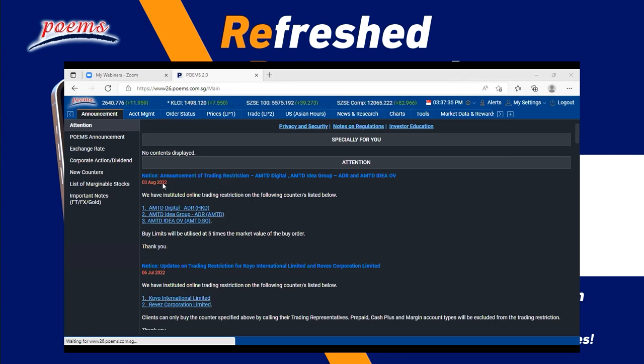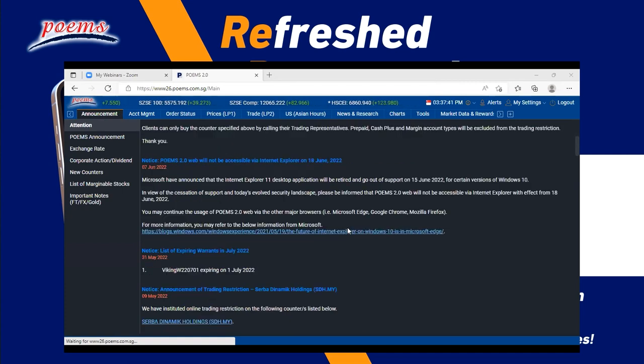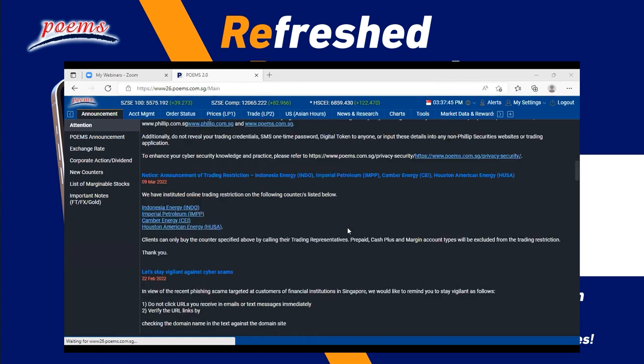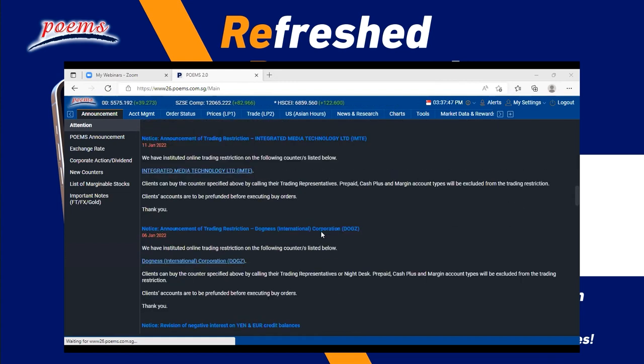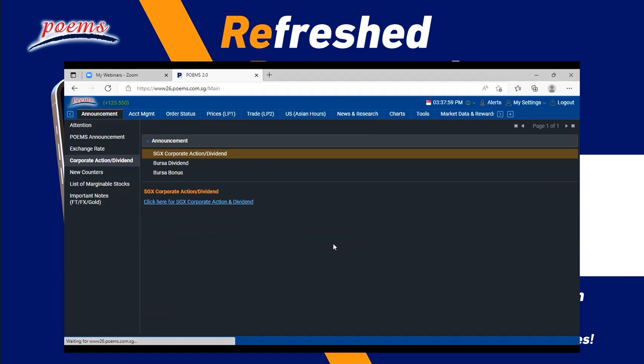For example, an announcement of trading restriction will be under the announcement section. You can look through if you have any special announcement that you need to be aware of. Also, if you want to know more about your corporate action or dividend, you can click on this corporate action and dividend. But this is for searching, like if you want to search for a certain counter that is not your existing counter.